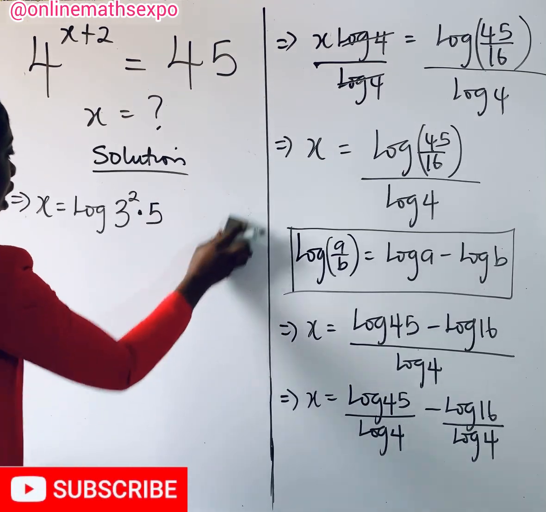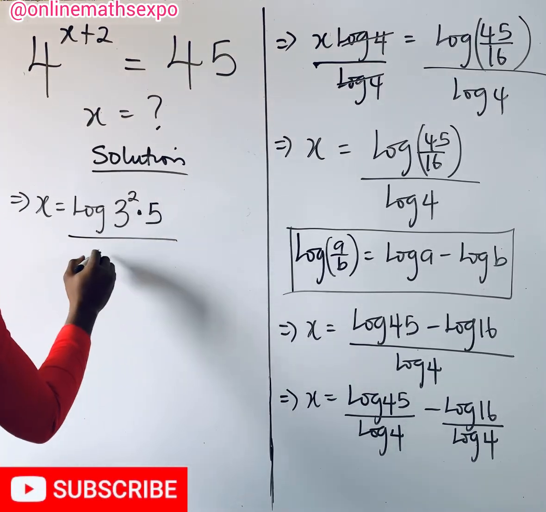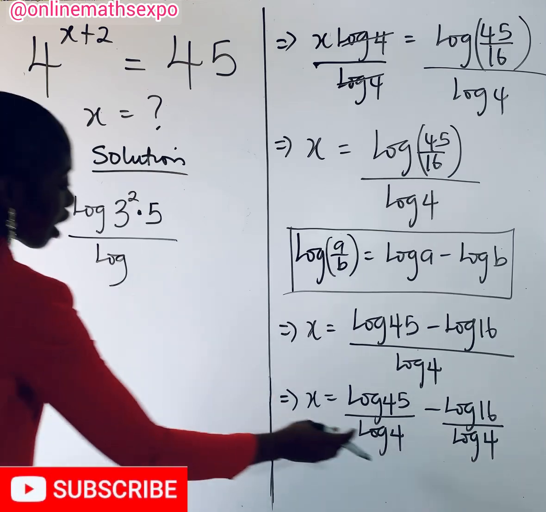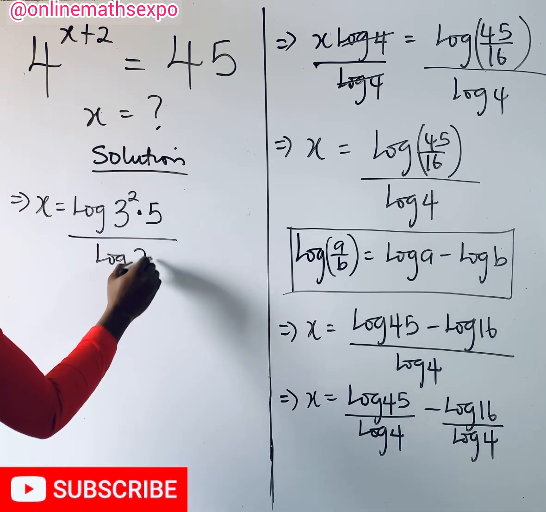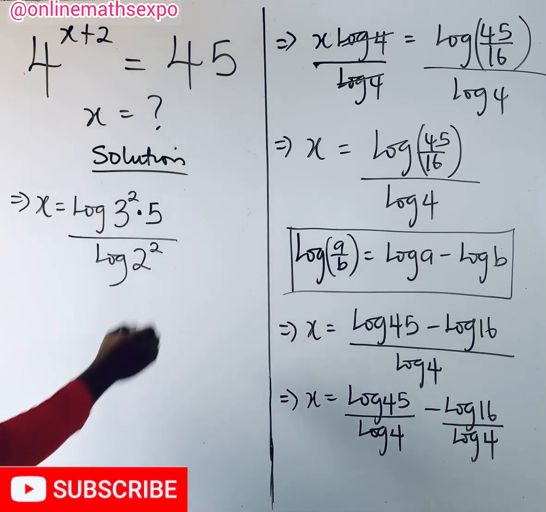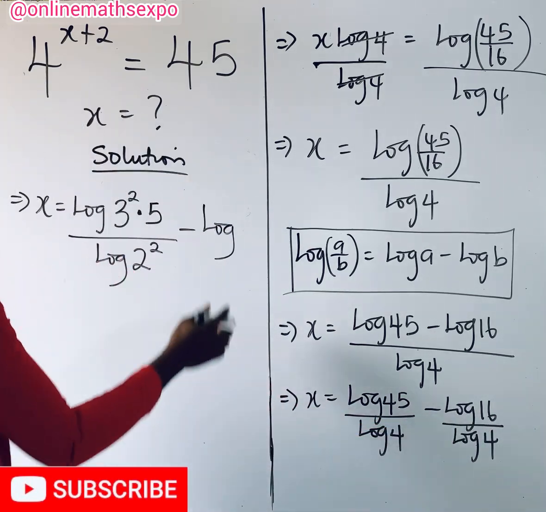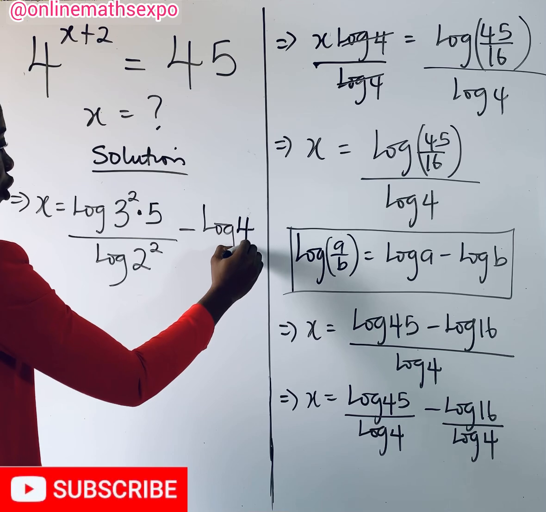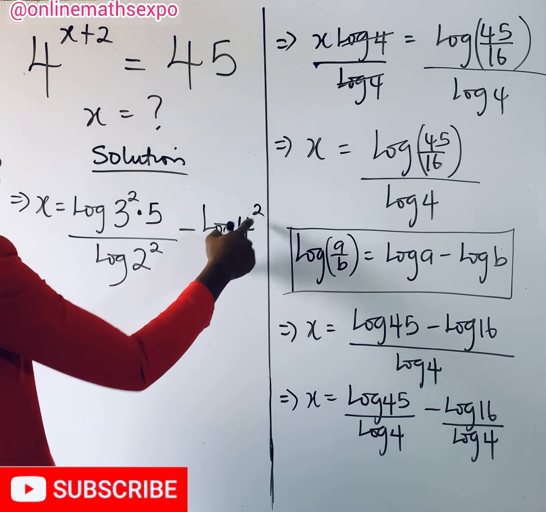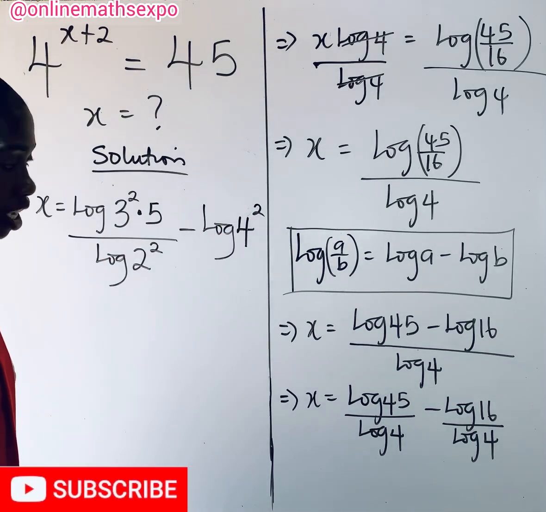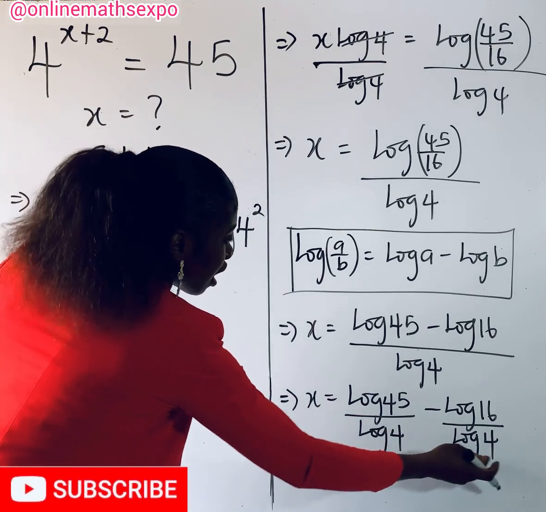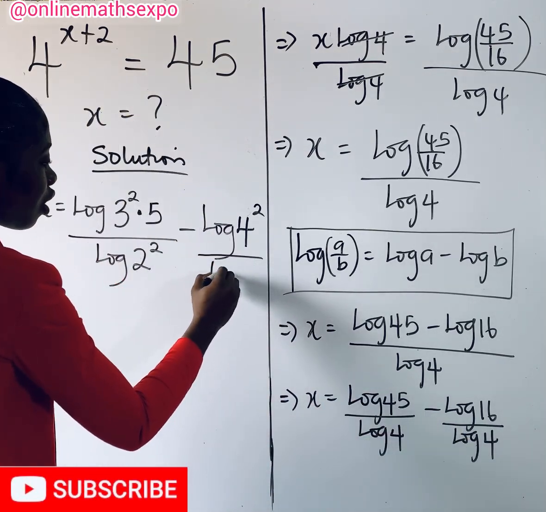Okay, so we're going to now have this divided by log of 4, remember that 4 is the same as 2 to the power of 2, okay? Then minus log of this 16, which is the same as log of 4 to the power of 2. 4 raised to power 2 is 4 multiplied 2 times. I hope you are with me. Then divided by log of 4.